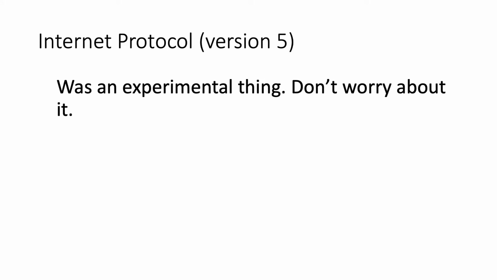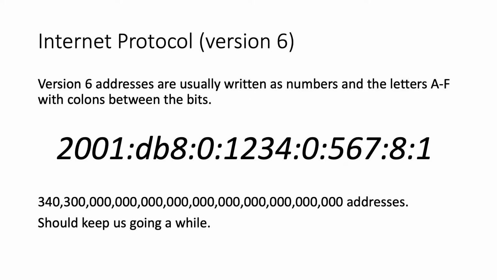IP version 5, yeah, we don't talk about it. Internet Protocol version 6 uses, I can't remember how to pronounce that number, four times as many ones and zeros, and they usually look like this with a bunch of numbers but with colons between them. That's about all you need to know. It's like so many billion for every square metre of Earth.